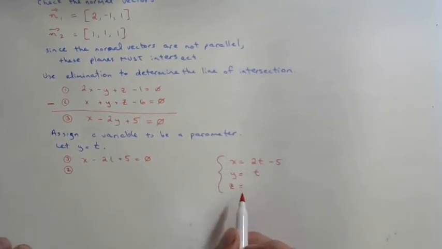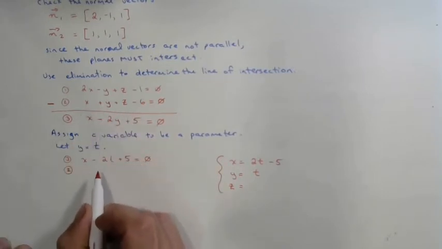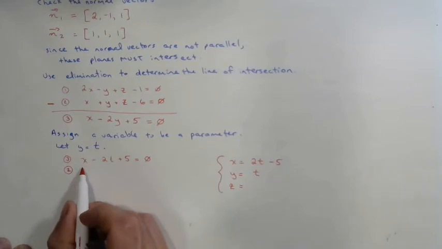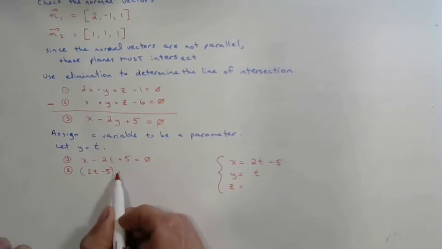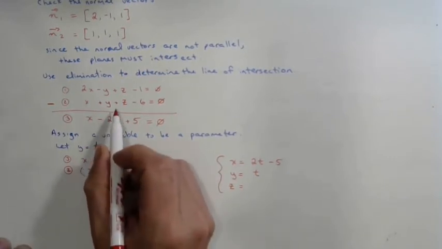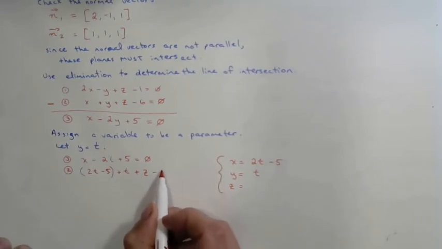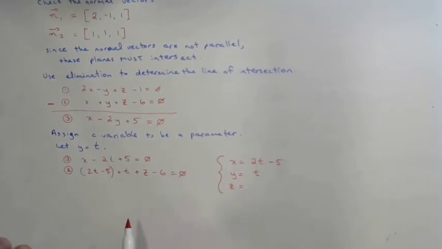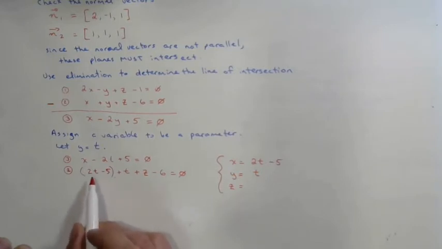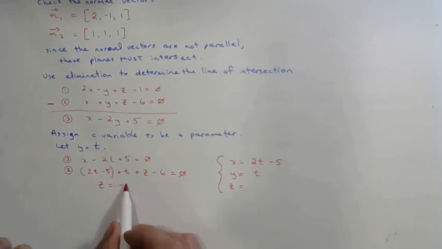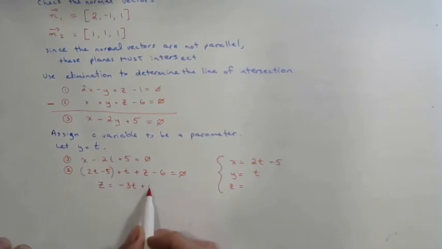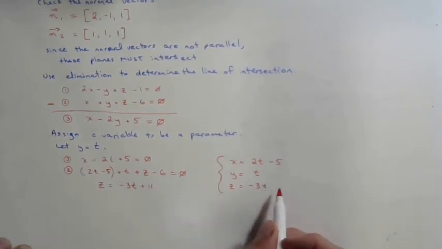And then I'm going to have an equation for z, and that's going to come from equation 2. So x is 2t minus 5, plus y, which is t, plus z, minus 6, equals 0. So now I have 3 t's, and I have negative 11. So I'm going to subtract 3t from both sides, and I'm going to add 11 to both sides, and that gives me my z equation for my parametric equation.